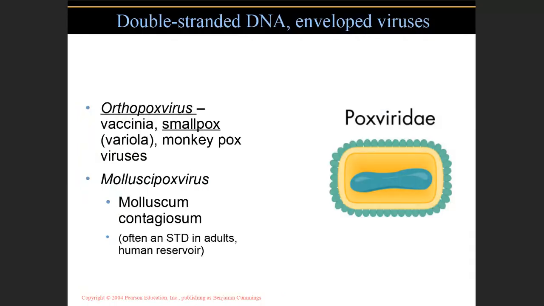Moving on to the Poxviridae family. Interestingly, not all the viruses in the Poxviridae family are called poxes. Most of them are, but not all of them. So the orthopox viruses, we have vaccinia, which is cowpox. We have smallpox, also known as variola, and monkeypox, which is not anything that we really worry about. Smallpox is what we're going to talk a lot about. Remember, vaccinia, cowpox, was used as a vaccine against smallpox.